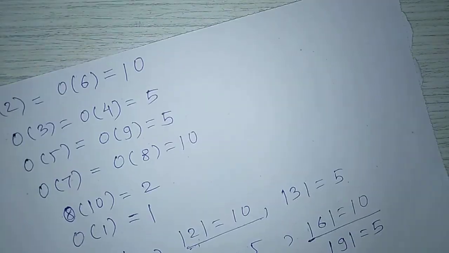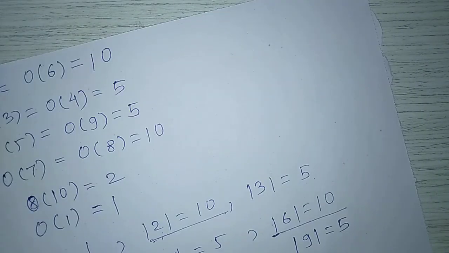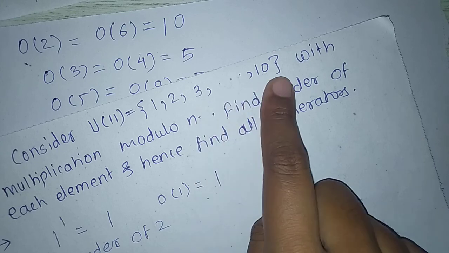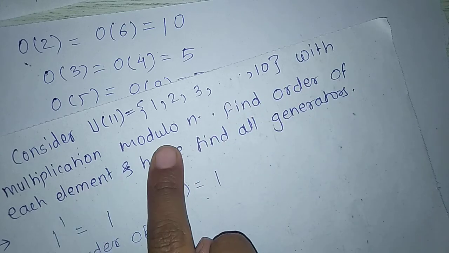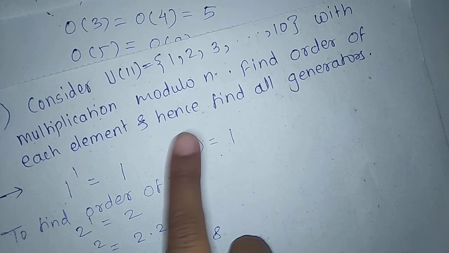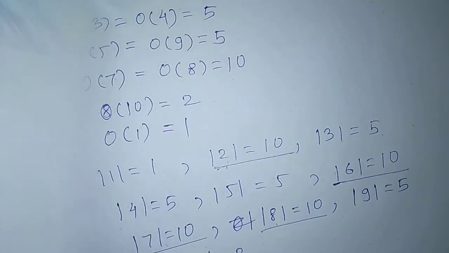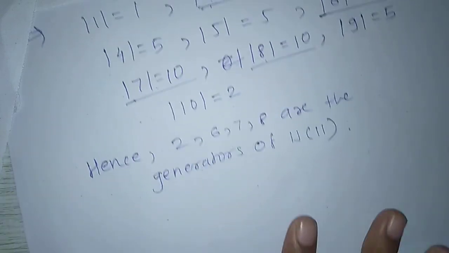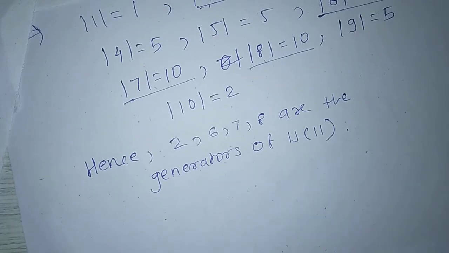So here we find in the example, consider U of 11 equal to 1, 2, 3 and so on up to 10 with multiplication modulo n, find order of each element and hence find all generators. Here we find order of each element of U of 11 and also the generators of U of 11. 2, 6, 7, 8 are nothing but the generators of U of 11. We stop here.